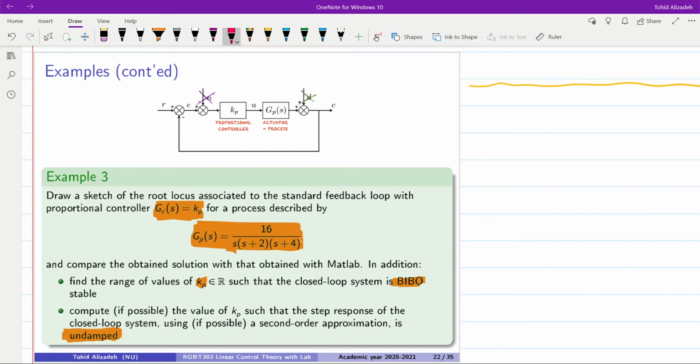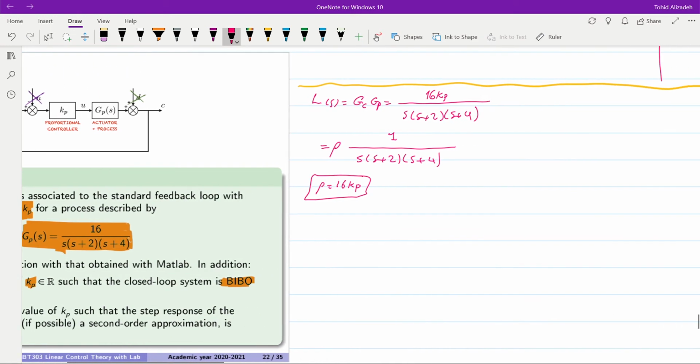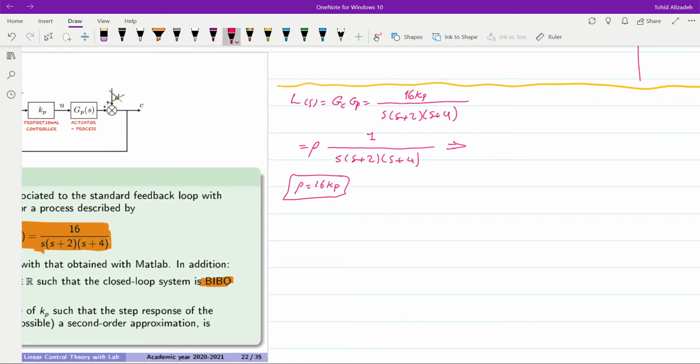So for L of S, we have GC times GP as usual, and then we will have 16 times KP over S times S plus 2 times S plus 4. And this could be written in the form of rho times 1 over S times S plus 2 times S plus 4, where rho is equal to 16 times KP. So we keep this in mind. And then if we look at the transfer function, we get these points.